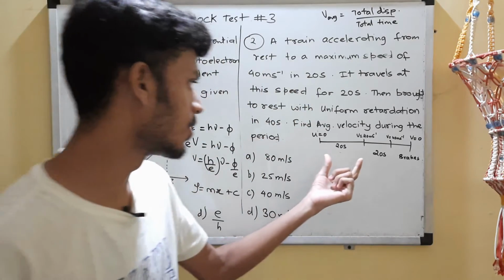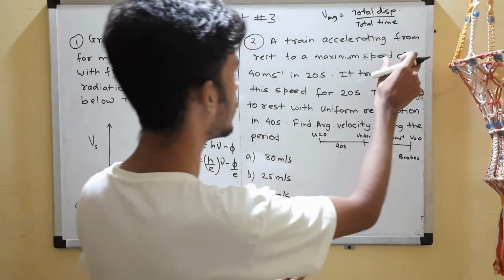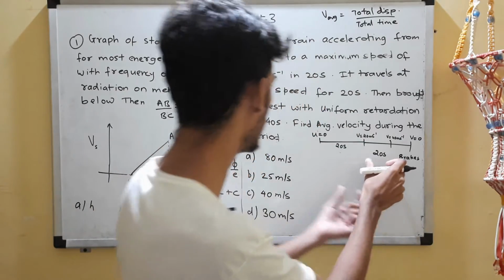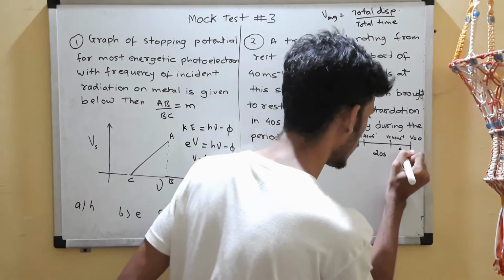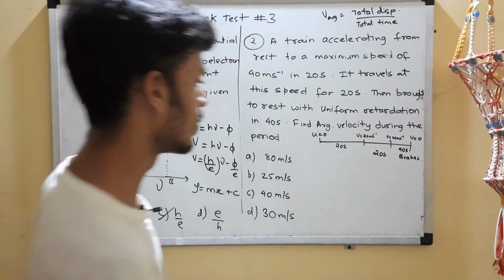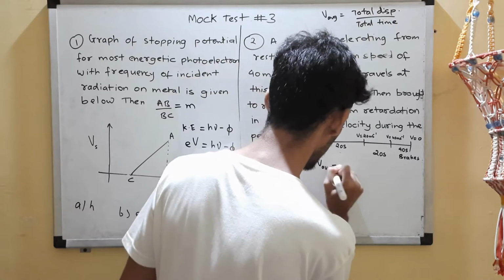So basically we are supposed to find the total distance. If you see, the total time is already given: 20 seconds for this journey, 20 seconds for this journey, and finally 40 seconds for this journey. So 20 plus 20 plus 40, that is 80, right? So total time is already given, which is 80.